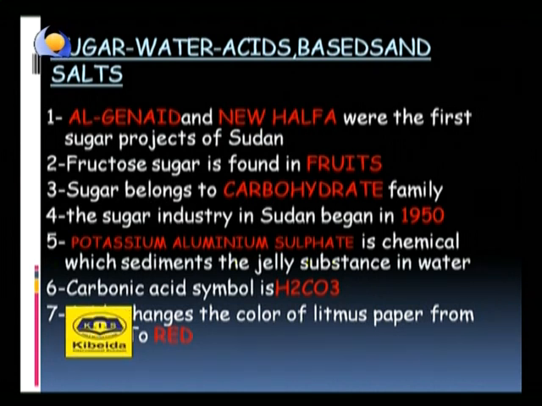Carbonic acid symbol is H2CO3. You have to memorize all the symbols of acids. You will find the hydrogen element in all acid compositions. Acid changes the color of litmus paper from blue to red. Bases change the litmus paper from red to blue.